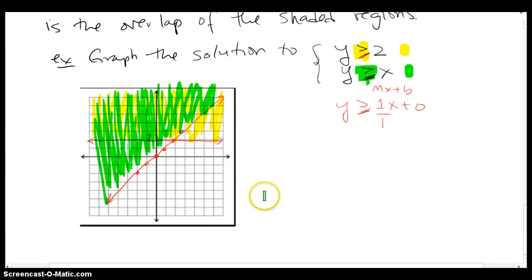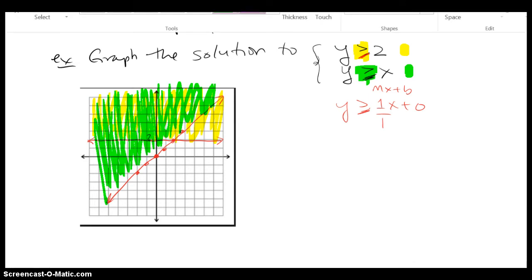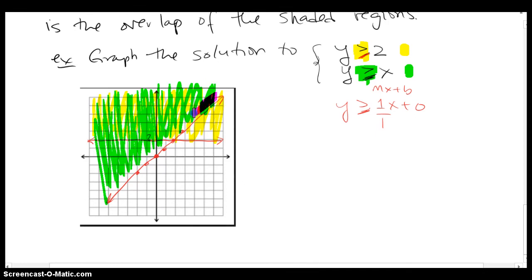So on MyMathLab, you would have to actually know where the solution is, then click that portion with the bucket to shade it. But on here, I'll go ahead and make the solution in purple. So this they have in common. All of this is what they have in common. And that's where my solution is. So this yellow by itself is not the solution, and the green by itself is not the solution. It's everything where they have in common, including the borders, because they are solid lines.